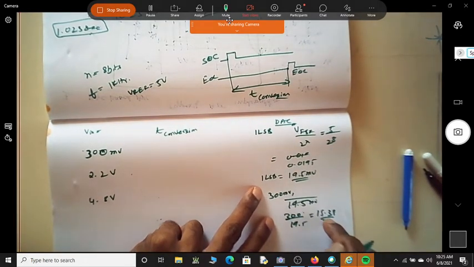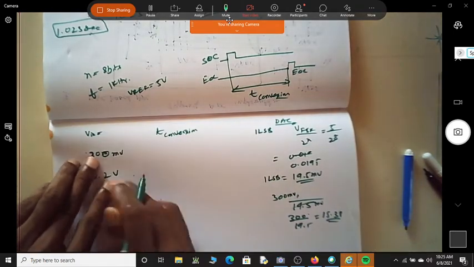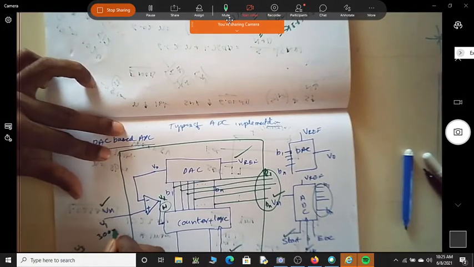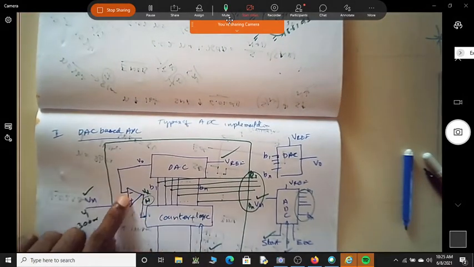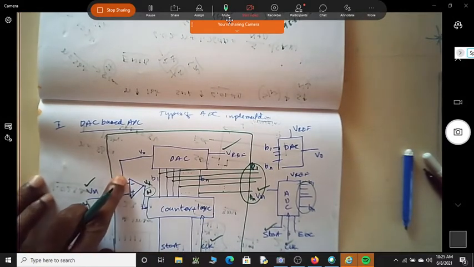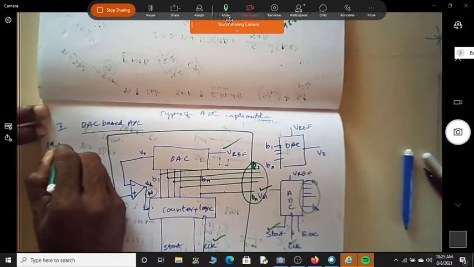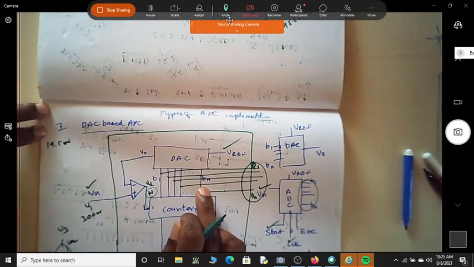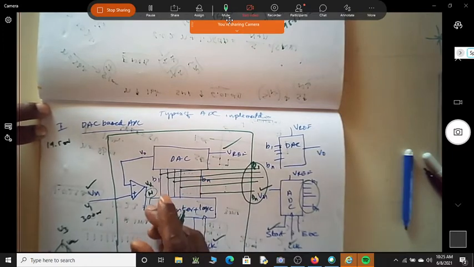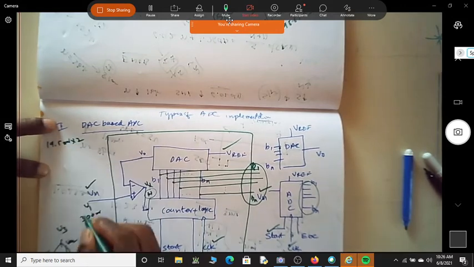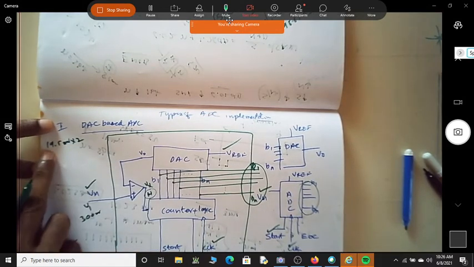Correct? So why I am asking you to find this out: when we give 300 millivolt here, initially it is 0. Correct? Yes, sir. After the first clock pulse, what is the amplitude? It is 19.5 millivolt, because LSB is only 1. Correct? Next one is 19.5 into 2.